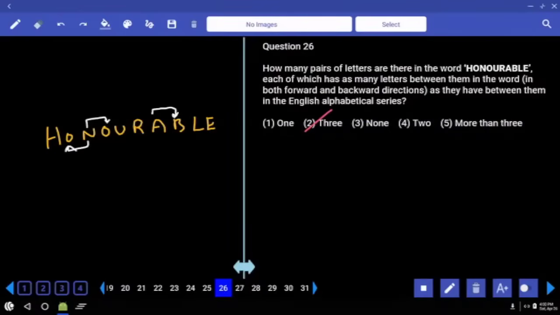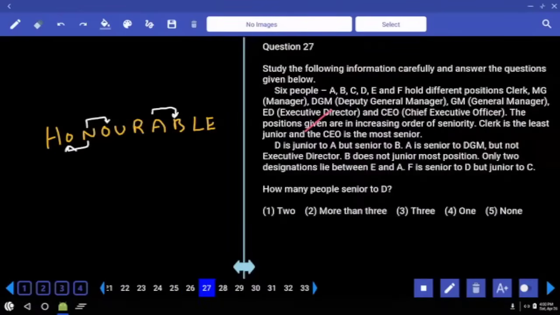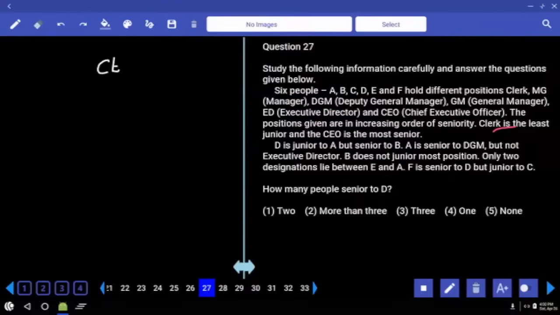The next one, 27 to 30. Now 27 to 30, first or second priority? Definitely first priority, because they are based on hierarchies. Whenever hierarchies are given, you should write them down one below the other according to the given information. What is the information we have? 6 people were there: manager, clerk, DGM, and so on. Who is the senior most here? CEO is the senior most and clerk is the junior most.